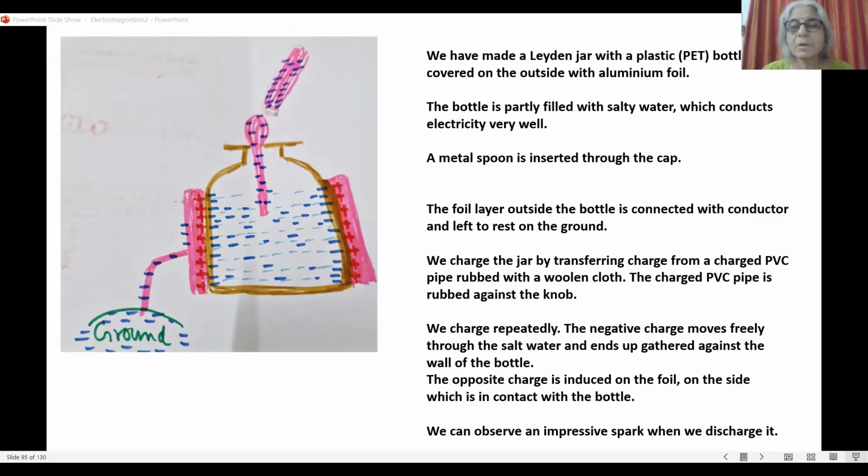So this was our homemade Leyden jar, which we charge and we discharge. You can generate the charge using a glass rod and a silk cloth. It will work just like this.